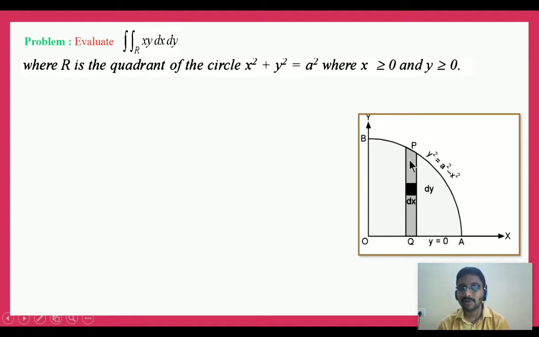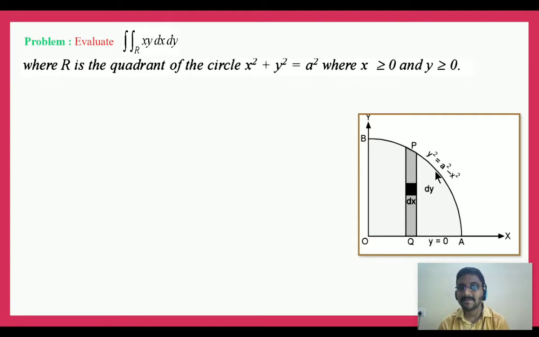In this region, we have to draw a strip, because the given problem does not involve any limits. Only the region is given. First, we have to find out the limits of the double integration. For this, we take the strip, which is drawn generally parallel to the y-axis. According to the strip, the lower part of the strip touches the x-axis, that is y equal to 0. And the upper part of the strip touches the curve, that is the circle. In that circle, y value is plus or minus root of a square minus x square, but we take only the plus square root of a square minus x square. Thus, y limits are obtained.